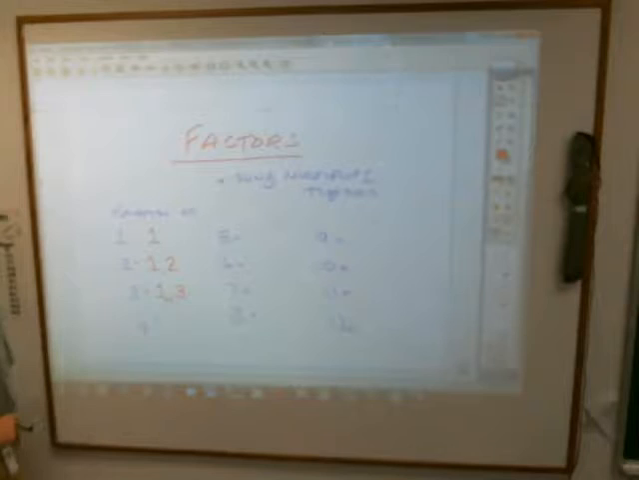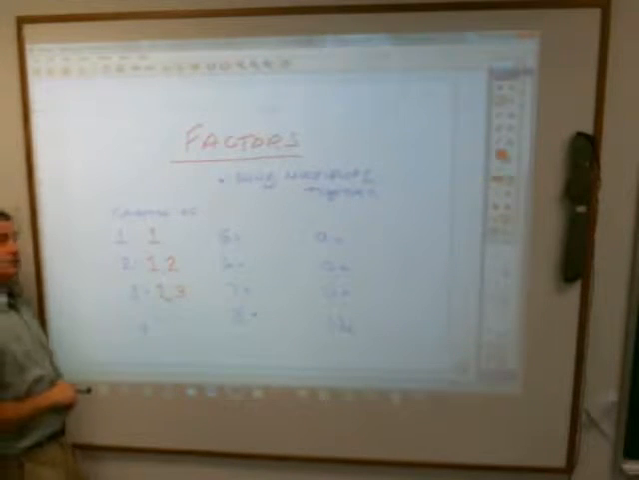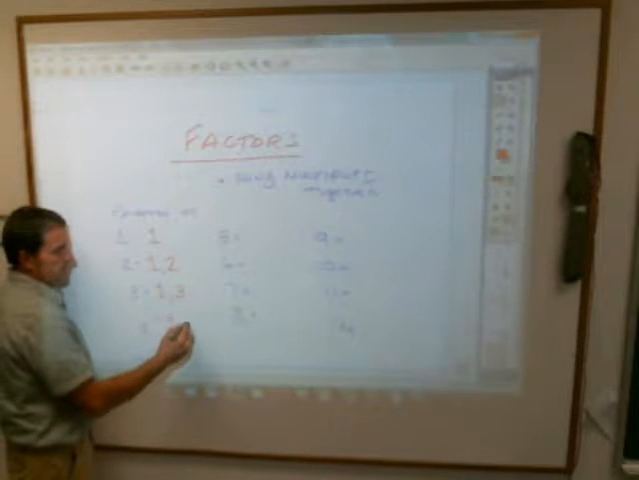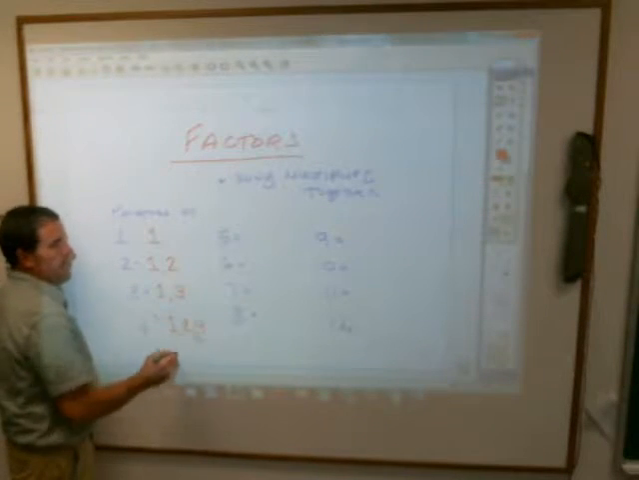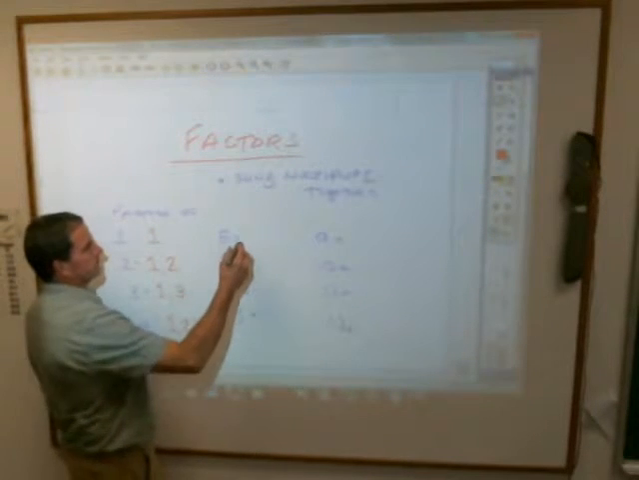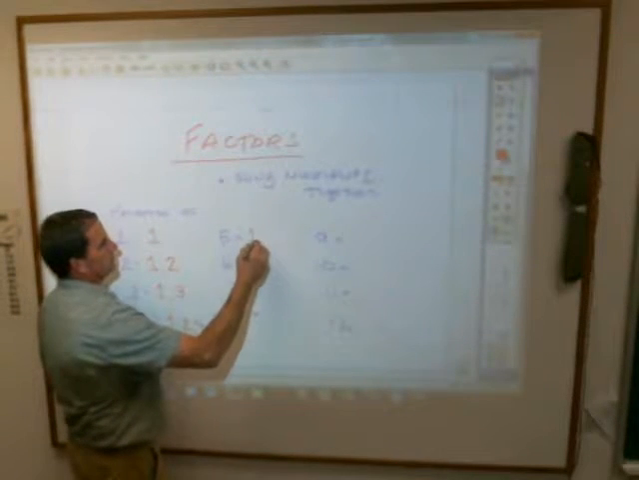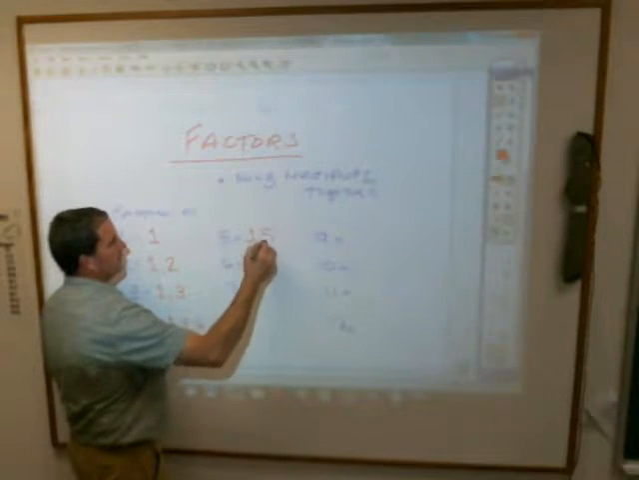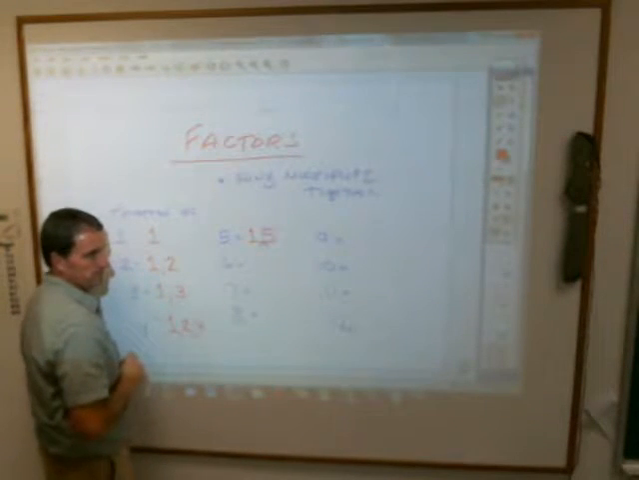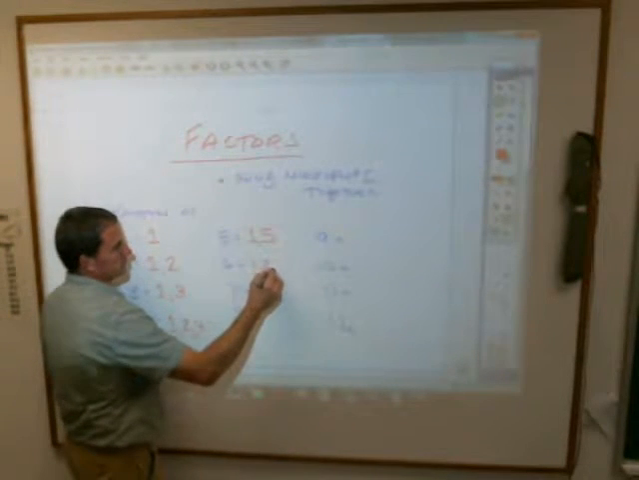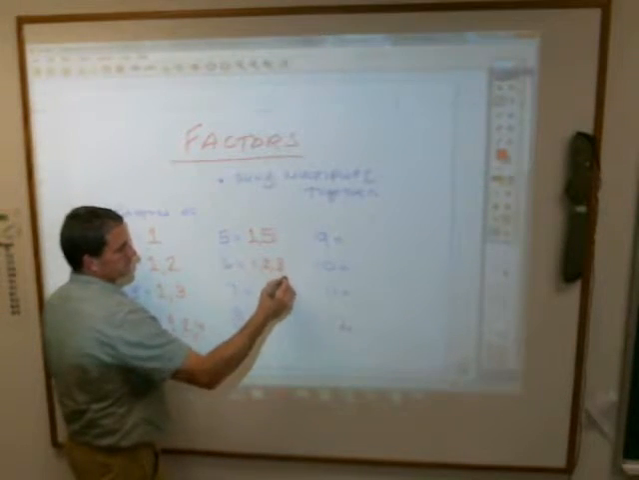4 gets a little bit more complicated because 4 actually has 3 factors, and they would be, Tyler? 1, 2, and 4. Number 5 has how many, Amelia? Number 5 has what factors? 1 and 5. 6 has, Abram? 1, 2, 3, and 6.